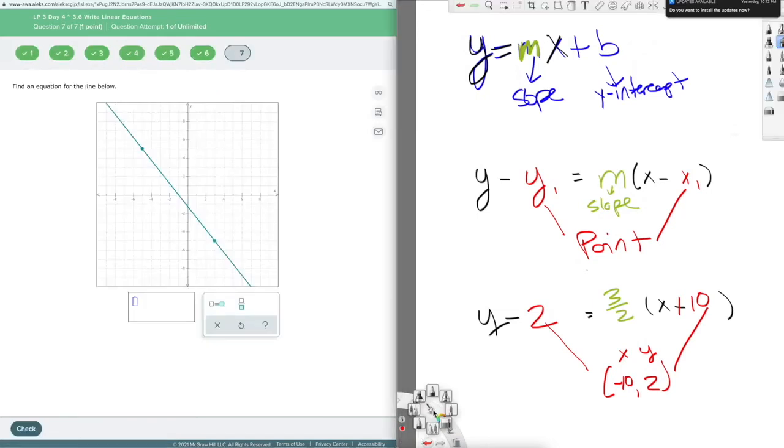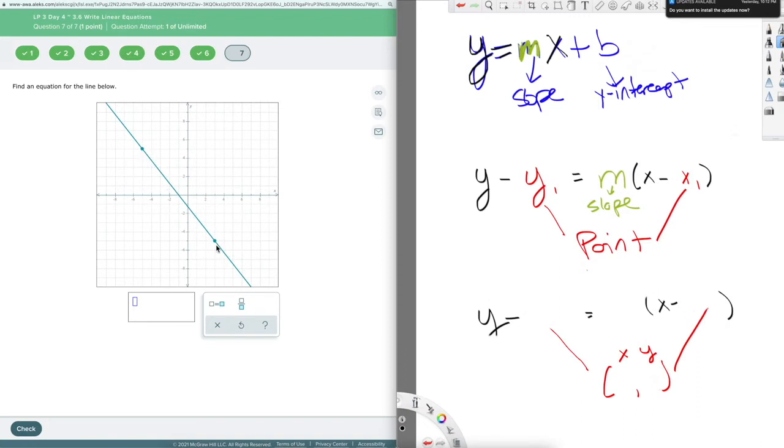Okay. So with this one, this is a little bit different because now we're given a graph. Can we still do this from a graph? Of course we can. We just have to kind of think it through a little bit more as far as what are they telling me? What are they giving me? So they're giving me 2 points. I only need 1 point to plug it in, but they're not telling me flat out what slope is.